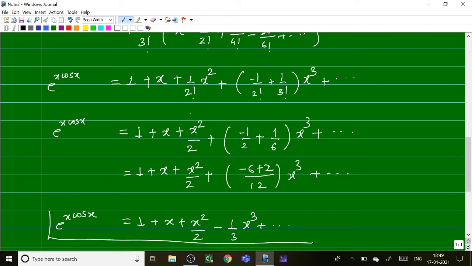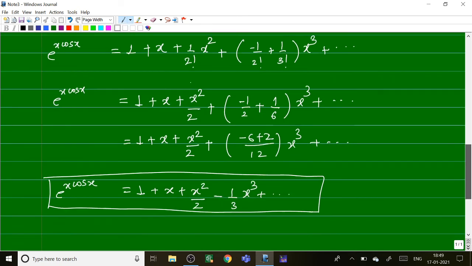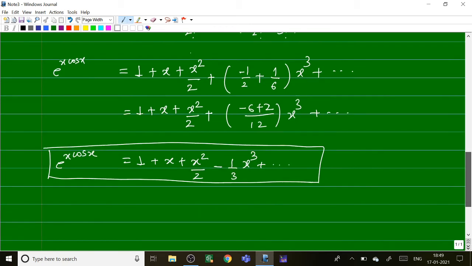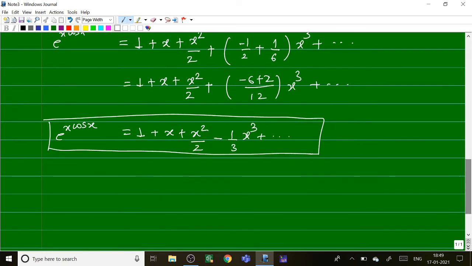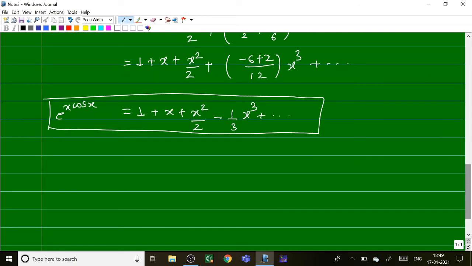So this is the required expression, and keep in mind that we have used some basic known Maclaurin series of some standard functions. So this is what e raised to x cos x is.